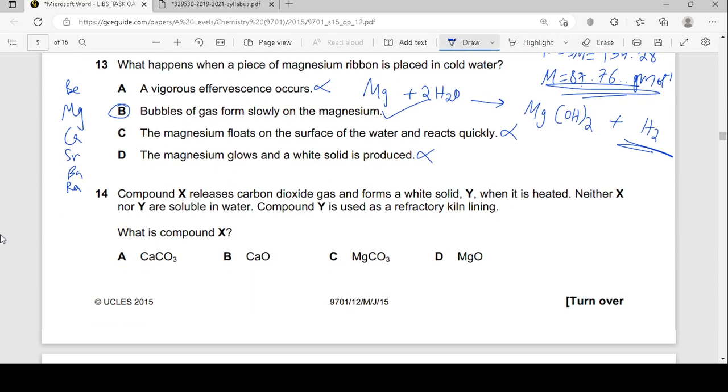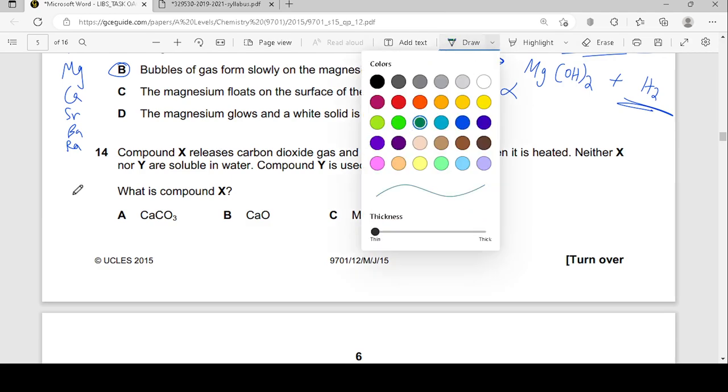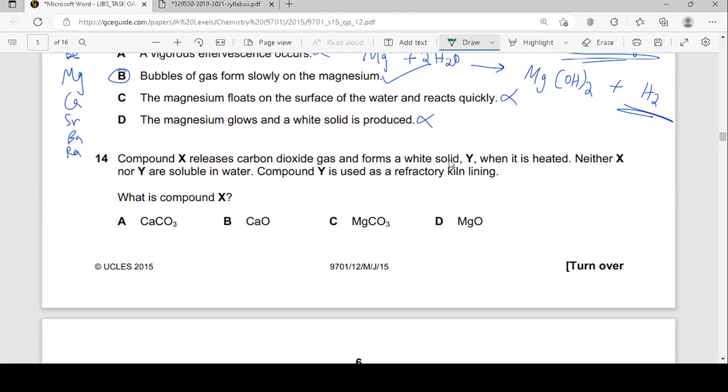Okay. Next question. Compound X releases carbon dioxide gas and forms a white solid Y when it is heated. Neither X nor Y are soluble in water. Compound Y is used as a refractory kiln lining. So what is compound X? So if I have CaCO3, when it is heated it becomes CaO plus CO2.